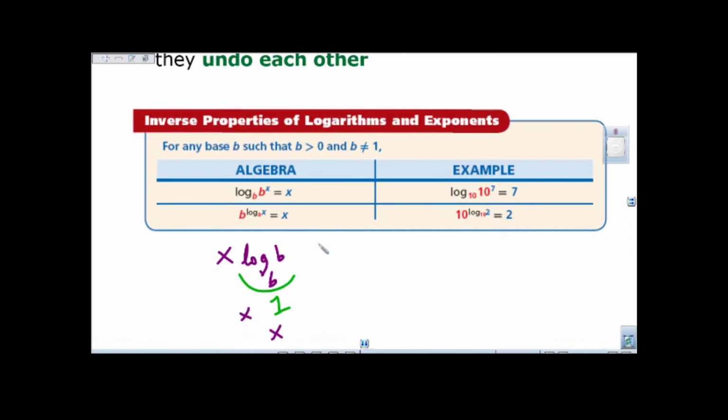And they have examples here for us, which we're also going to do. The other property is this one here, and it says if you have b raised to log of the same base of a number, this is called the undo. These guys undo each other, leaving you only with the x. So let's see this in action, okay?